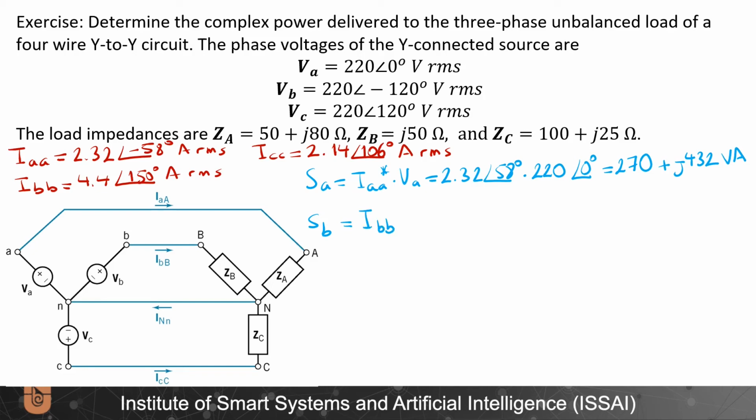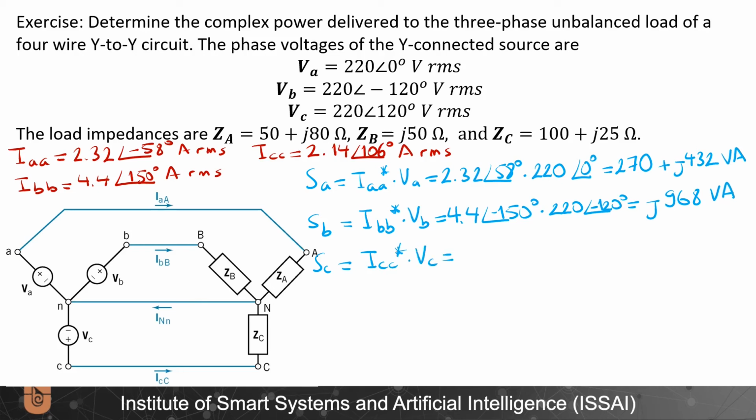Similarly, SB can be calculated as IBB conjugate times VB, which is equal to 4.4 with an angle of minus 150 degrees times 220 with an angle of minus 120 degrees, and this is equal to J968 volt amperes, and SC similarly is equal to ICC conjugate times VC, which is equal to 2.14 with an angle of minus 106 times 220 with an angle of 120 degrees, which is equal to 456 plus J114 volt amperes.